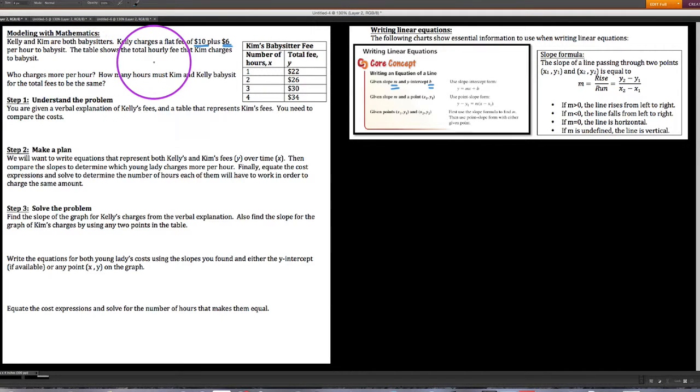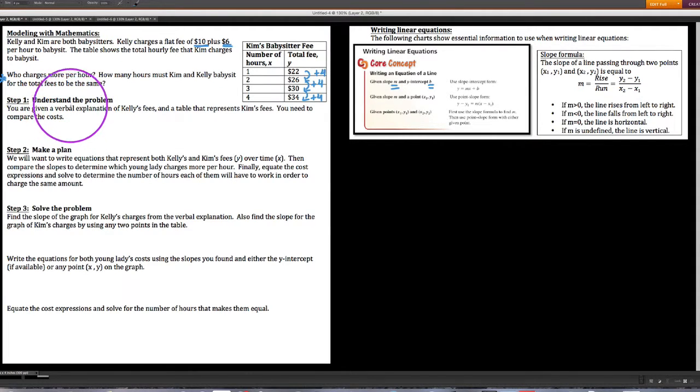It says the table shows the total hourly fee that Kim charges to babysit. We can see her data is presented in a table over here, and we notice that her first hour is $22, but after that it's just going up by 4 every time. So plus 4, plus 4, plus 4. The questions are: who charges more per hour, and how many hours must Kim and Kelly babysit for the total fees to be the same? I'm going to come back to those questions.